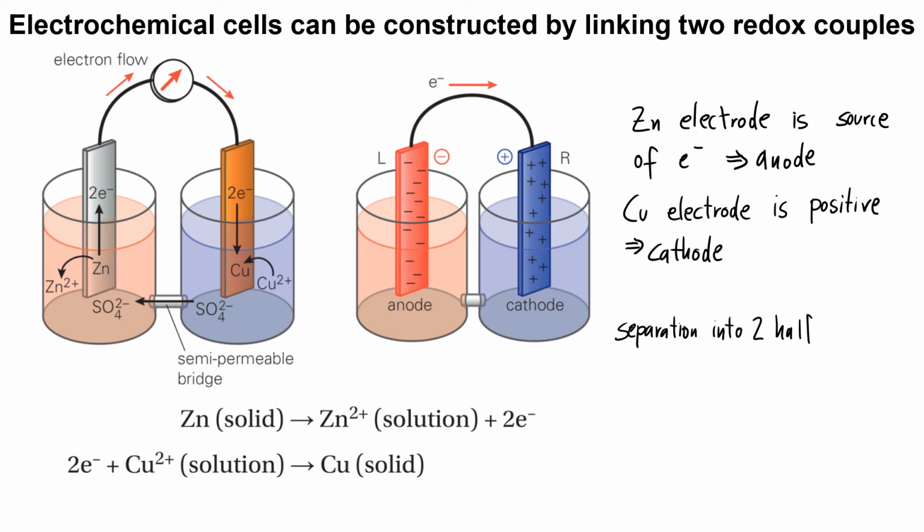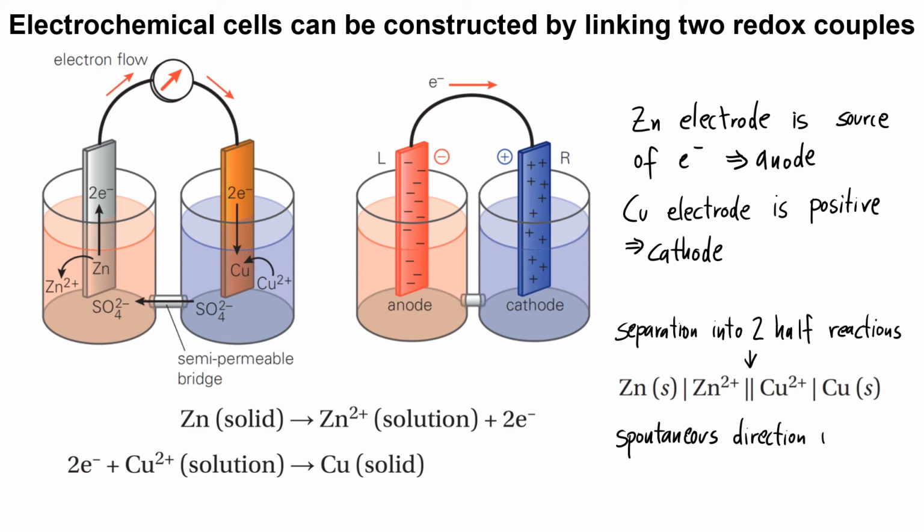So here's a different way to write these two half reactions, which is by separating them with such a line here, with the double line. And reading this is from left to right. That tells us that the spontaneous reaction from oxidation to reduction goes from left to right.